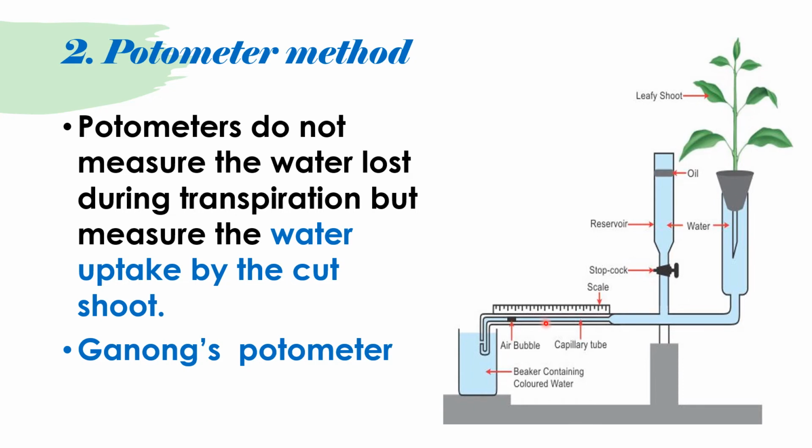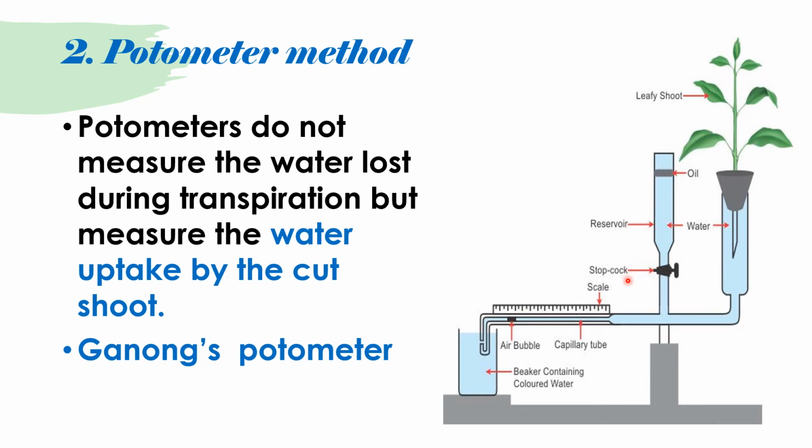Then to repeat the experiment, the air bubble can be brought back to its original position. How can the air bubble be brought back to the original position? By releasing some more water from the reservoir into the capillary tube by opening this stopcock.